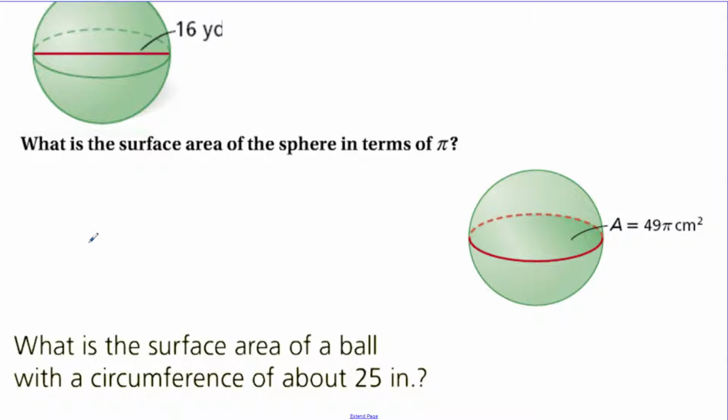Okay, and so it's a little bit different now. They're saying in this 3rd problem, what is the surface area of the sphere in terms of pi? So exactly the same. So before we even look at the picture, let's write down that the surface area is 4 pi r squared. Okay.